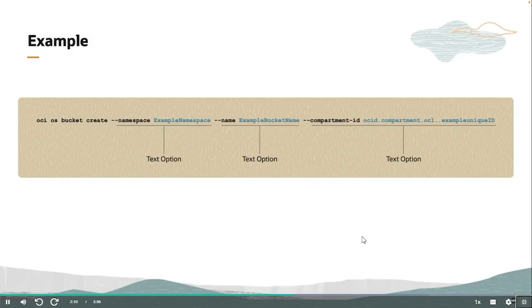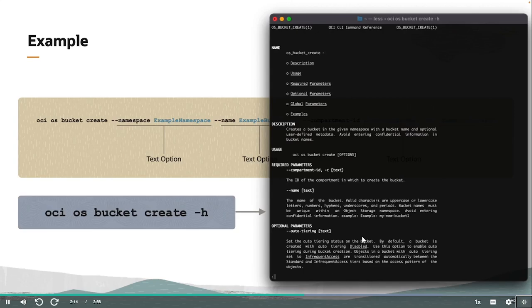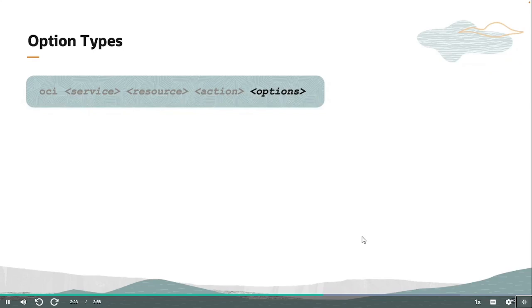To figure out how to do this in general, let's look back at the CLI help command. If we look at any of these parameters, we'll see that it gives a type for the option. In this example, all of them have text. Let's dig into these a little bit. Options have four basic types. The first is text. This is just a string of characters.